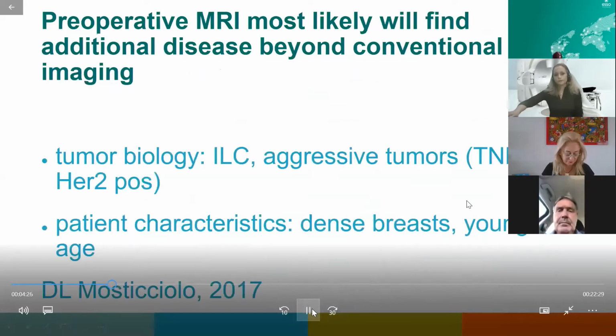So preoperative MR scan will most likely find additional disease beyond conventional imaging. If you have a unifocal tumor on imaging and we do an MR scan, most likely we will find more disease. This is especially true for certain types of tumor biology: invasive lobular cancers, aggressive tumors, triple-negative breast cancers, and also certain patient characteristics, such as dense breasts or younger age.